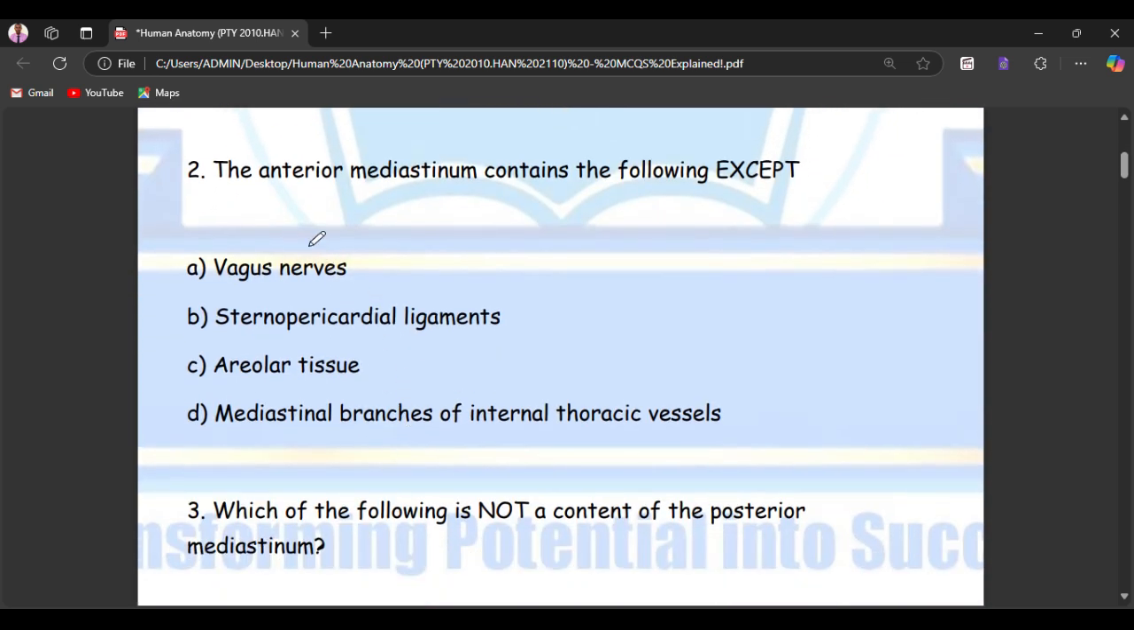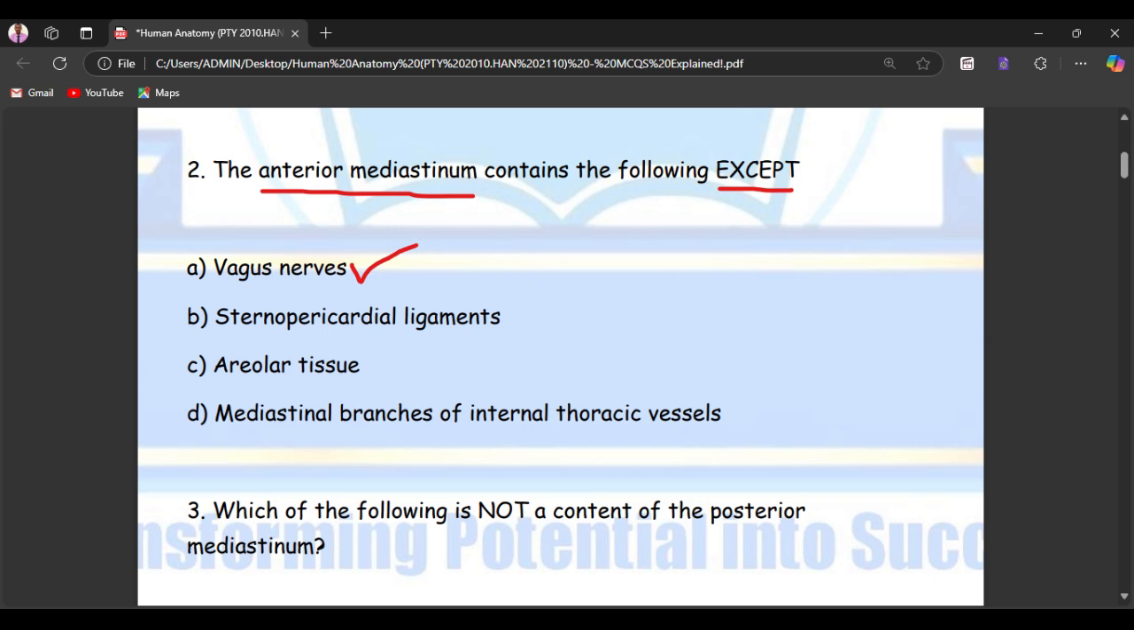Question number 2, still on the mediastinum. The question says, the anterior mediastinum contains the following except. Okay, so you need to understand, first of all, our answer to this question is A. The answer to this question is A.